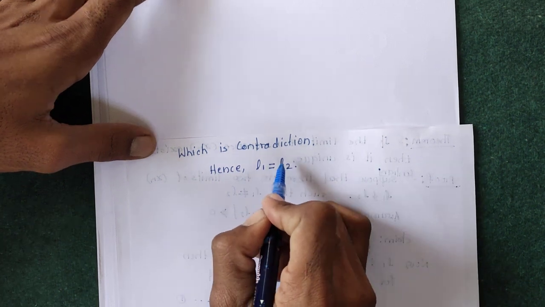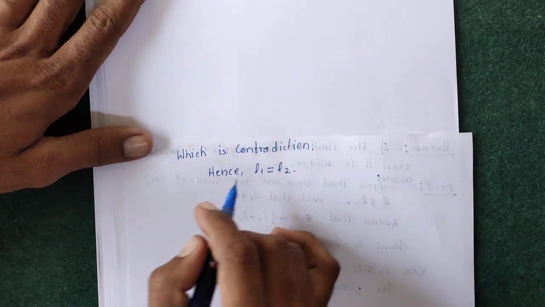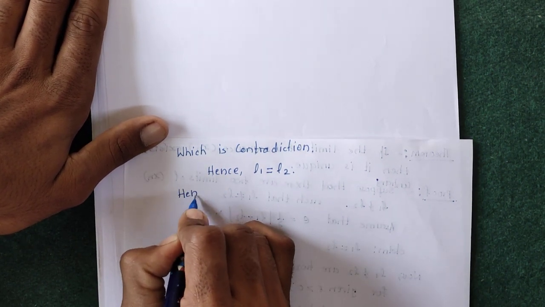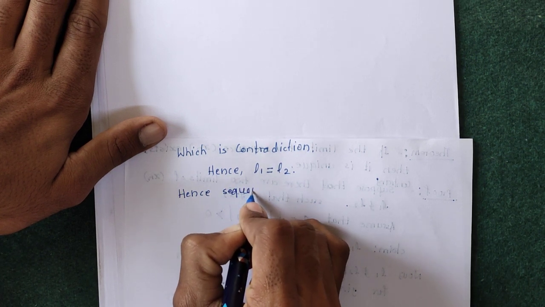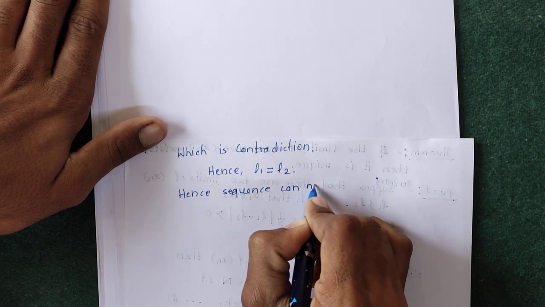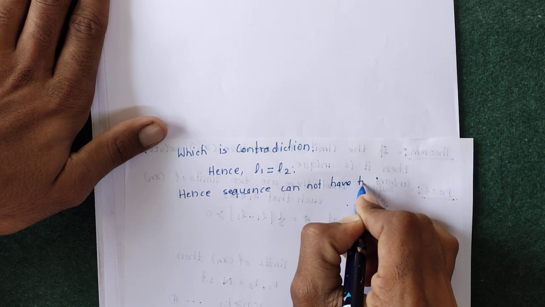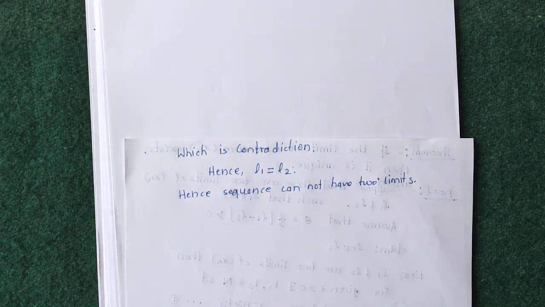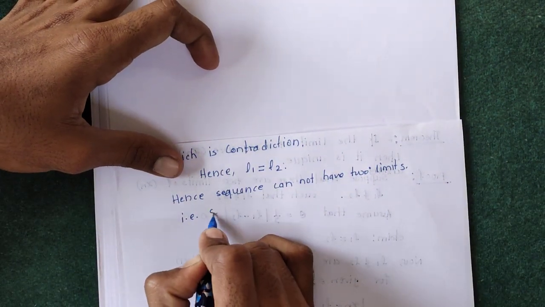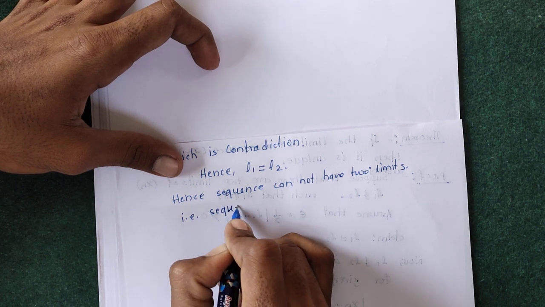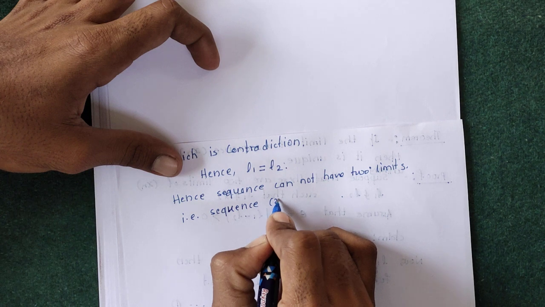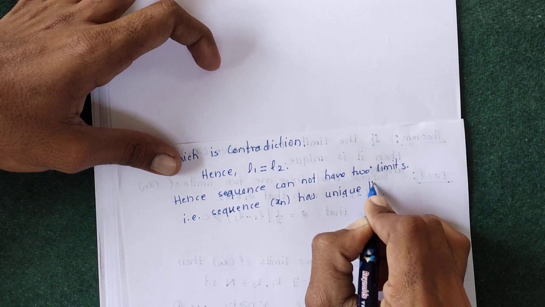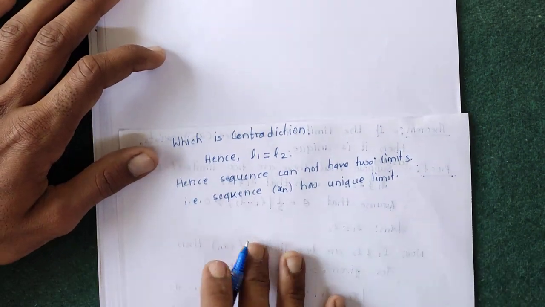That is, if we choose any limits of the sequence xn, then all the limits are equal. That is, the limit of a sequence is unique. Hence a sequence cannot have two limits. That is, the sequence xn has a unique limit. The limit of a sequence is unique. Hence the proof of this theorem.